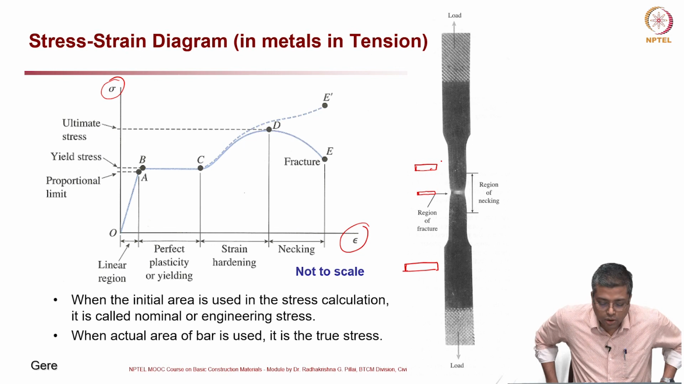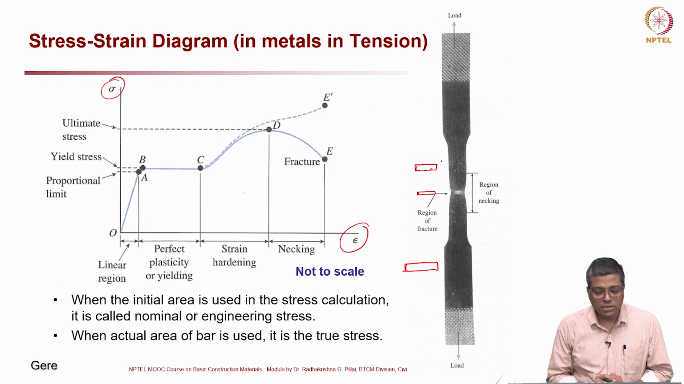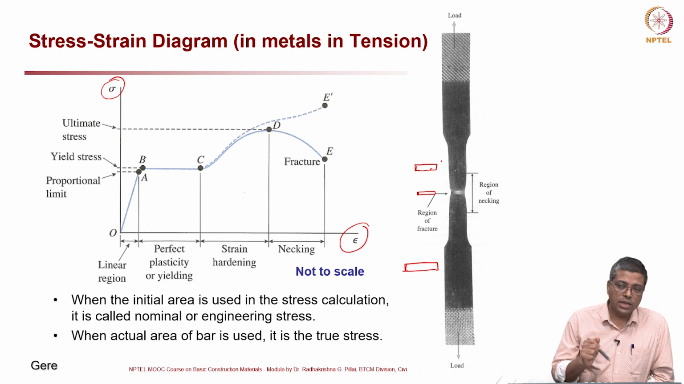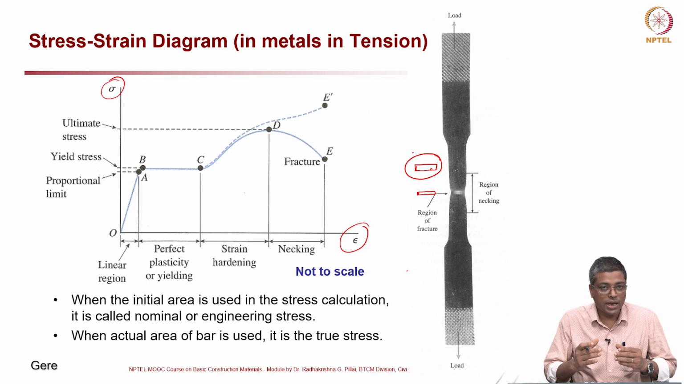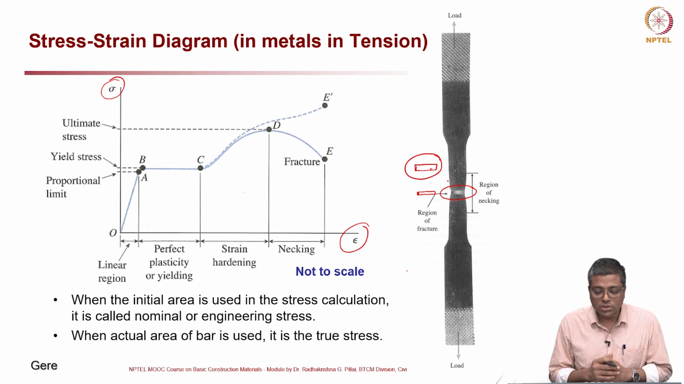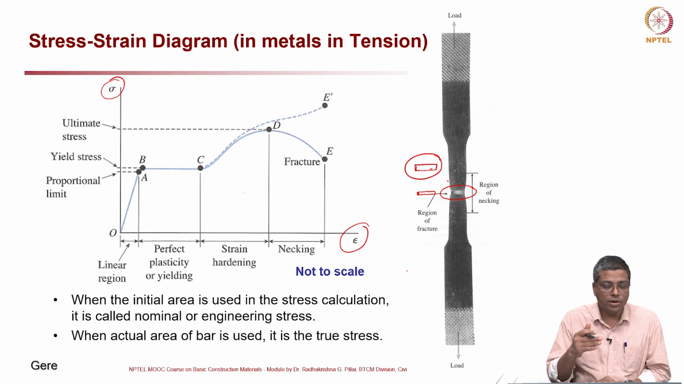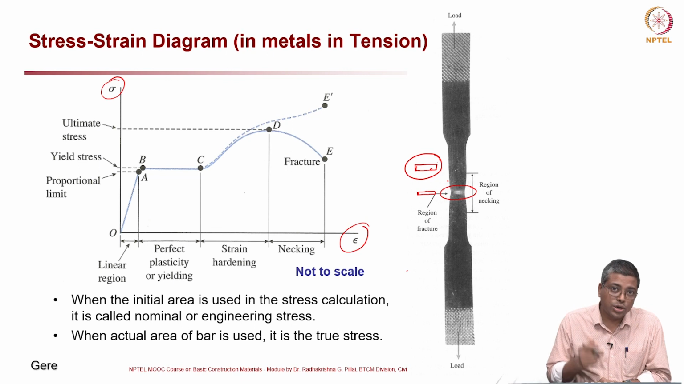Now when the initial area of the specimen is considered to calculate the stress, what is stress? Stress is force divided by the area. If you use the initial cross sectional area of the specimen, then after some tension is applied, the material's cross section can change. It can reduce, and necking can happen. The actual stress observed is then not used in the calculation, because the area changes and it is very difficult to measure that change during the testing. So the engineering practice is to use the original area, and we call that engineering stress.